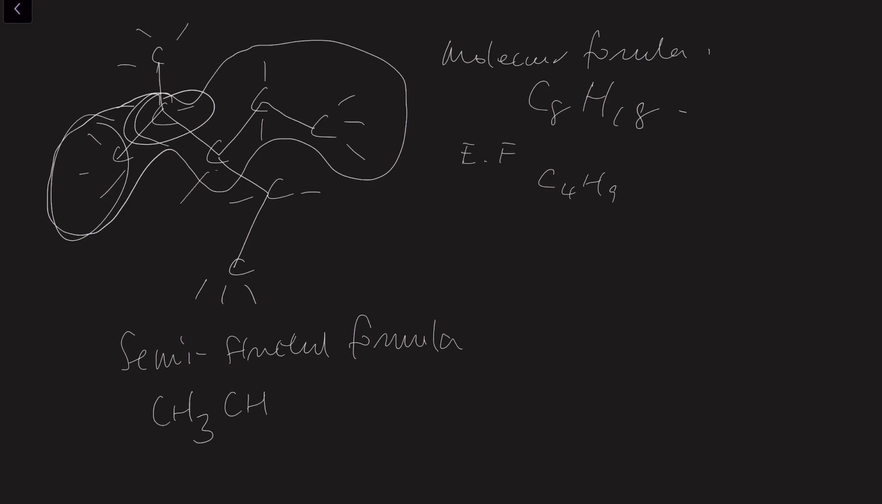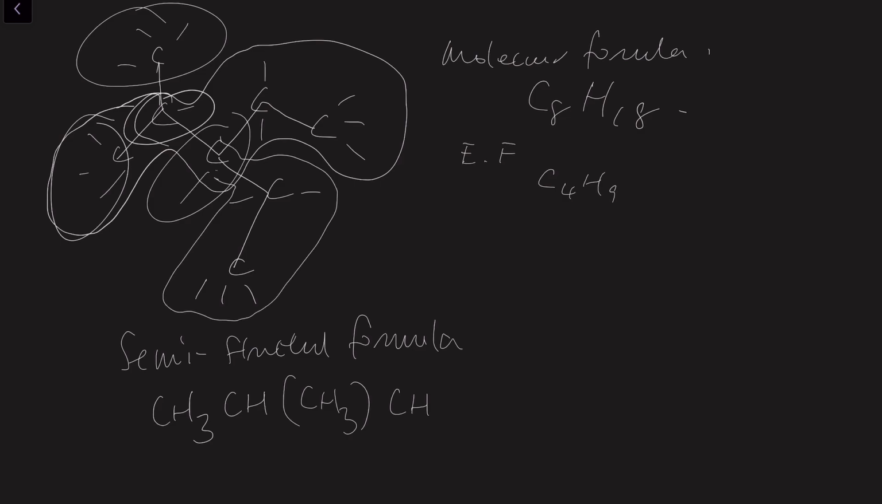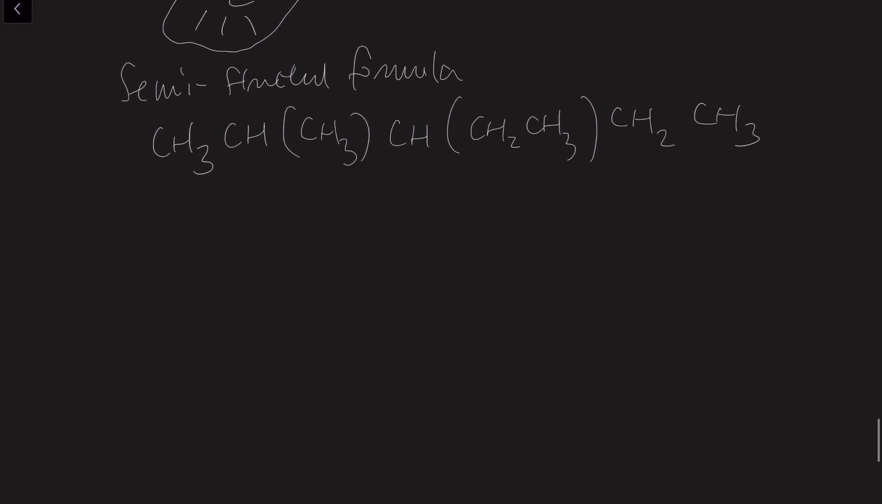And we have 1 methyl group, which is written as a bracket. Then we move on to this carbon, which is also CH. But this carbon is connected to the ethyl group. So it's CH2CH3. And then let's move on to this carbon, CH2. And lastly, this carbon CH3. So this is the semi-structural formula.